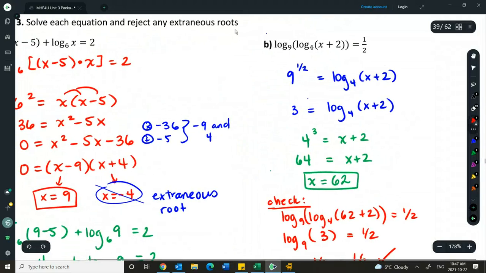Okay, so just maybe for your future notes, we did switch into exponential form, and then we actually did it again.